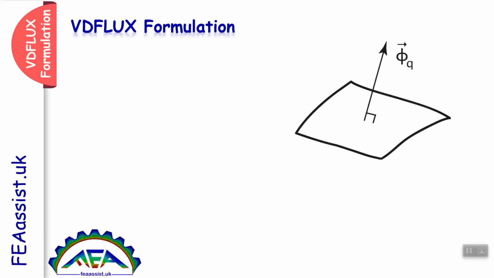VDFLUX formulation. Before going to the details of the formulation, you need to understand the meaning of flux. What is energy flux or heat flux or mass flux? In heat, flux means the amount of heat transferring through a unit of area in a unit of time. So this is the definition of flux of heat. We define the flux in heat transfer problems as q equals minus k dT/dx, and for mass diffusion it is dC/dx, where C is the concentration and D is the diffusion coefficient.